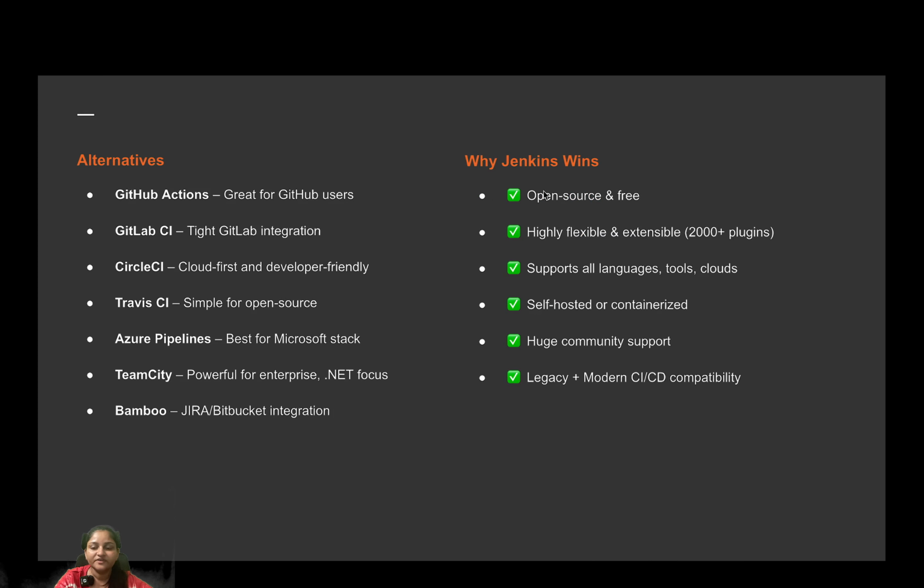The reason is, first, it is open source and free, and it's highly flexible. You can customize whatever you want. You can integrate it with almost every tool and technology, and it supports all the languages, tools, cloud, and data centers. Wherever you want to integrate or use it, you can easily do it. It's very straightforward, and you can use Jenkins on your local server, on VMs, or inside a container as a pod. In Kubernetes also, you can deploy Jenkins.